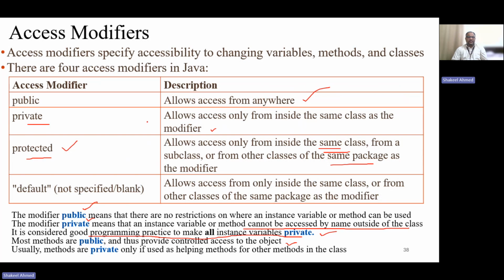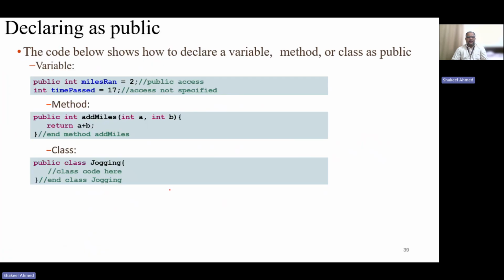Generally, most of the methods that you define are defined as public. Usually methods are private only if used as helping methods for other methods in the class. So if you want to write a helping method, then you make it private. You can see here how to make a method a public integer. You have a public class, and this is declared as public. Here access is not specified.